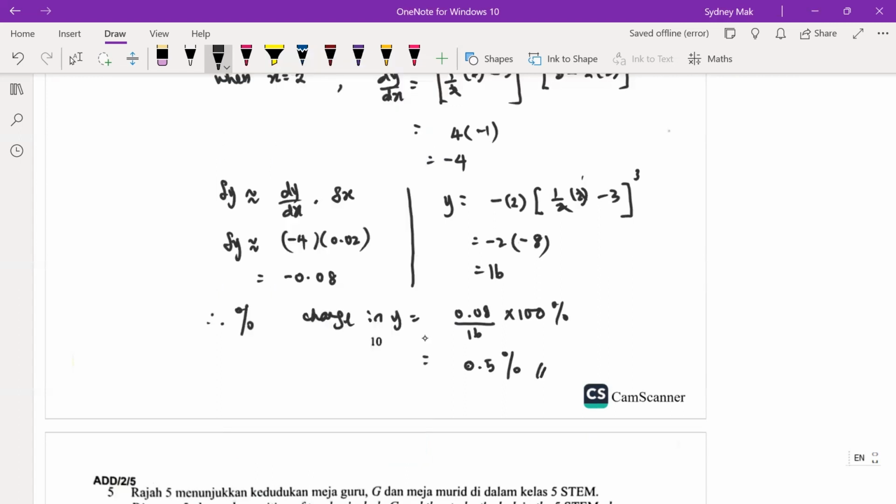To be safe, I think we just add: y reduced by 0.5%. All right, that's it.